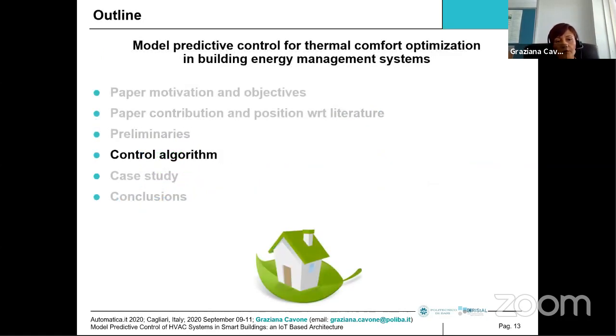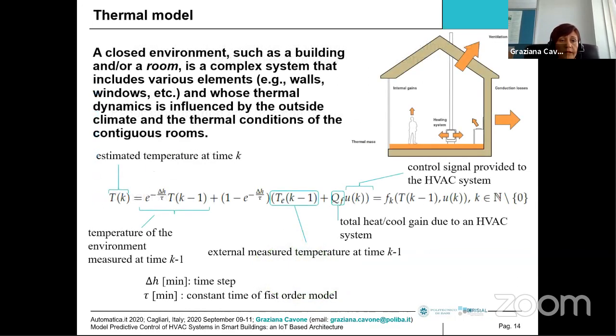Let's move on with the control algorithm. We consider a thermal model for a closed environment, such as a building, of course, and/or a room. This is a complex system that includes various elements. As you know, we have walls, windows, and many other devices included in the system. And the thermal dynamics is influenced by the outside climate and the thermal conditions in the contiguous rooms. So the formulation for calculating the temperature inside of the room or the building is represented in the slide.